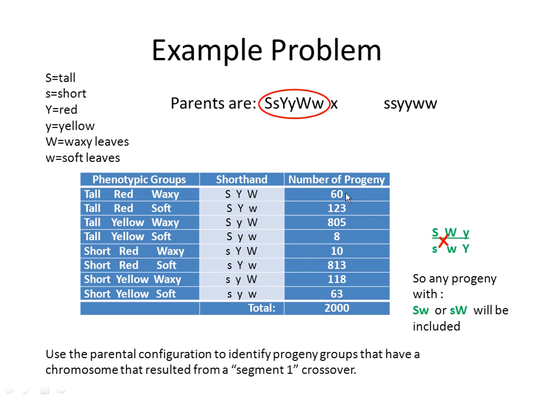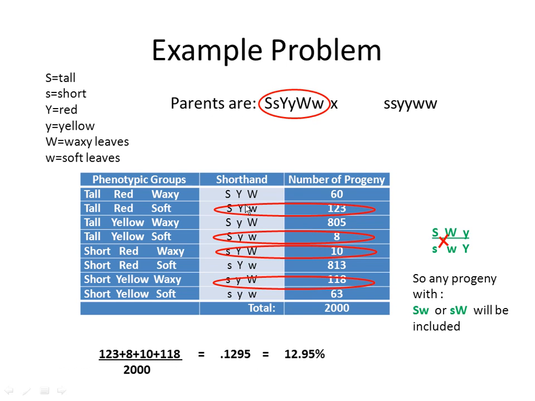So when you look through the data, you have to ignore the Y, but you see this one has big S and big W, so that's not something that we're looking for. Then you see big S with little w, that is. This one down here, big S with little w, that is. Little s with big W here, and then this one, little s with big W here. So you identify your groups that have these allele combinations, because that means those chromosomes are the result of a segment 1 crossover.